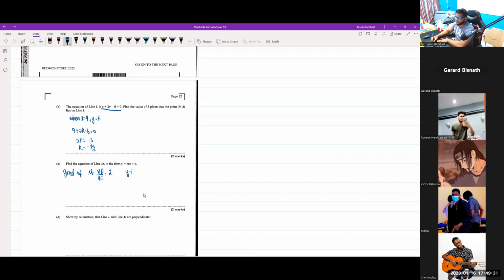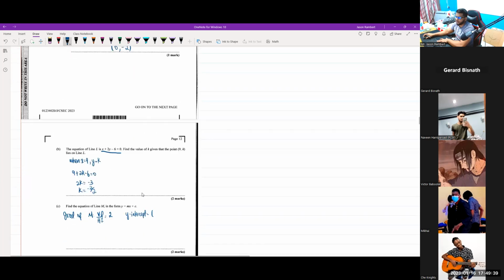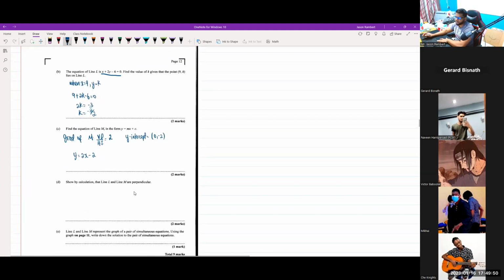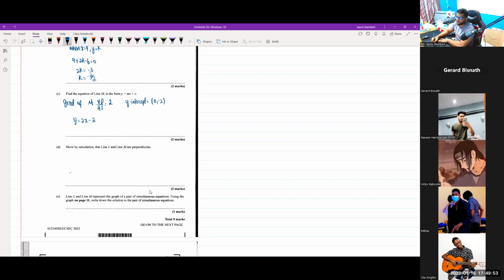The y-intercept was 0, minus 2. So we have y is equal to mx plus c. We know that the gradient of L multiplied by the gradient of M is supposed to be minus 1 if the lines are perpendicular.